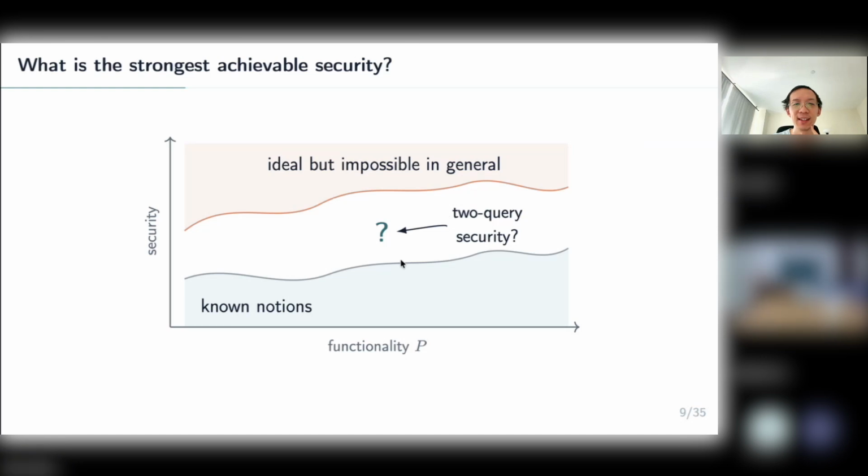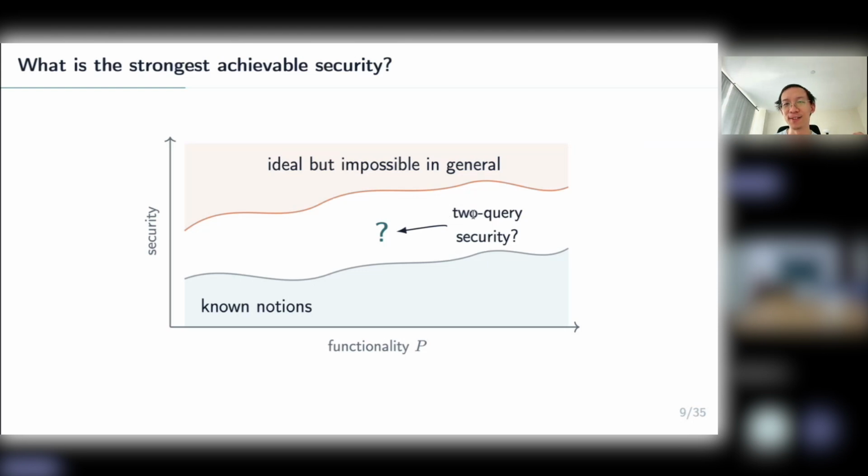But if you stare at them for a little bit, it is clear that there is a gap between the security notions that have already been proposed and the strongest security notion that's being ruled out. So there's a big gap in the middle. So a natural question is, can we improve the security achieved in existing constructions? Or in the other direction, can we actually prove better impossibility to push down the upper bound? So can we make them converge?